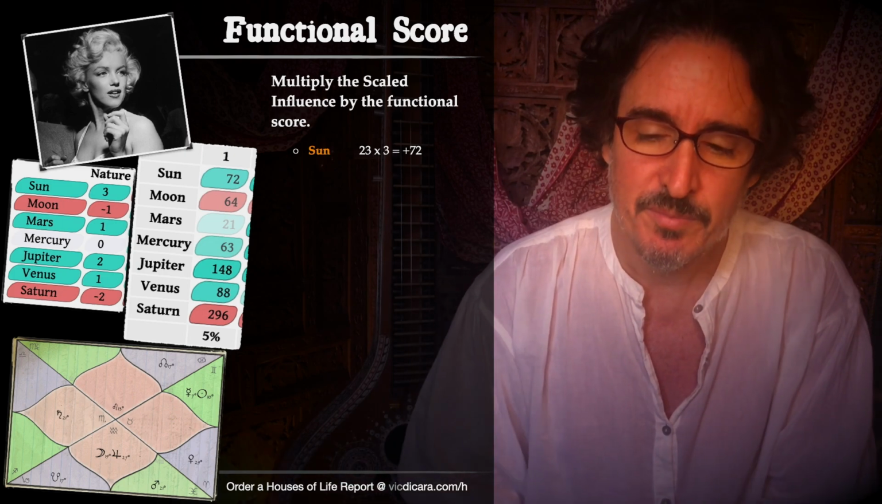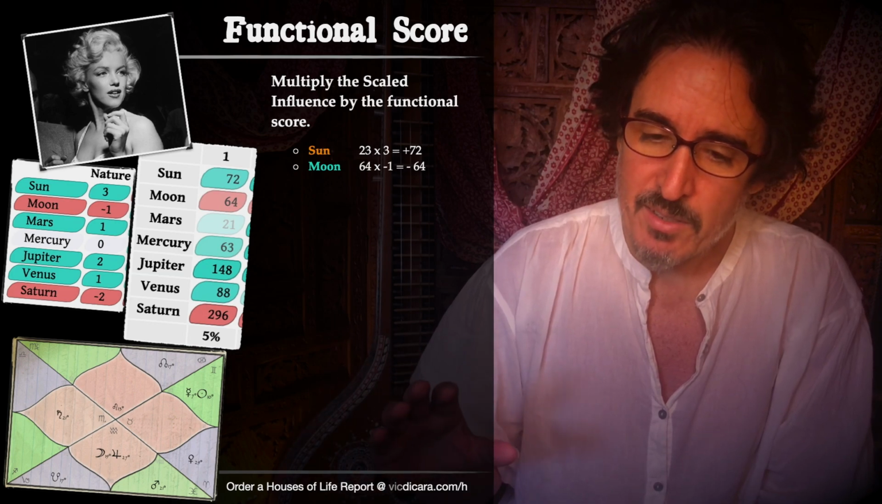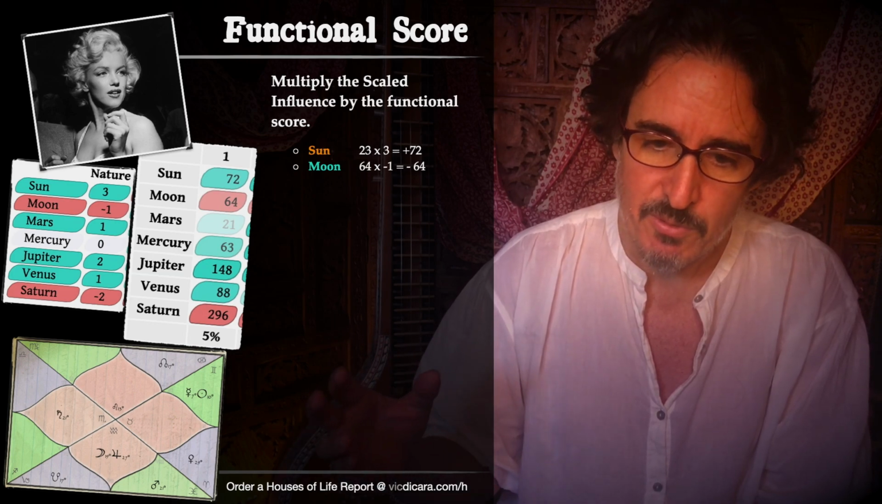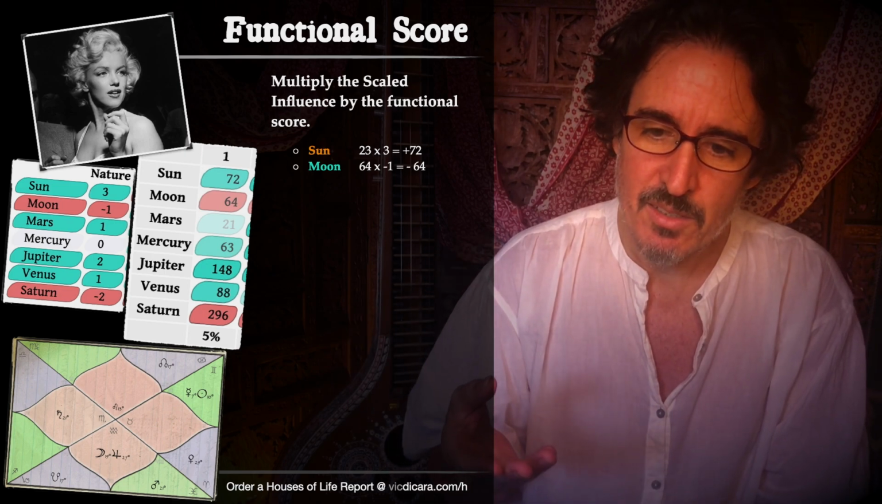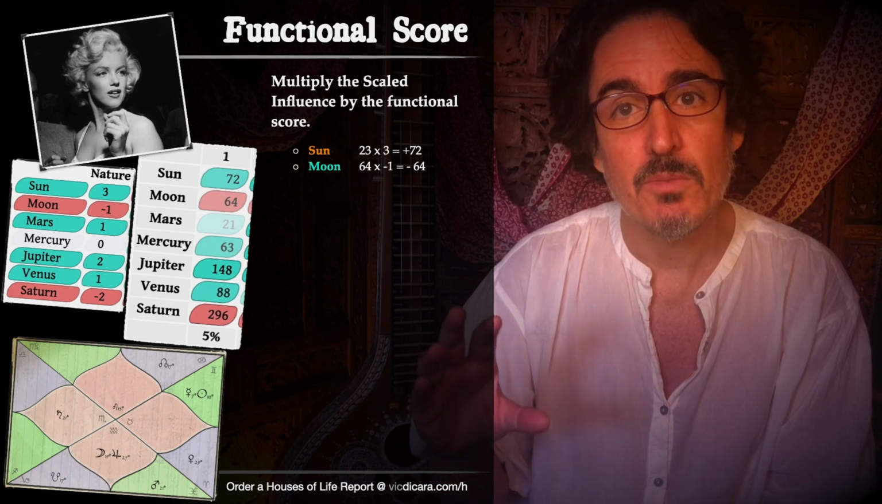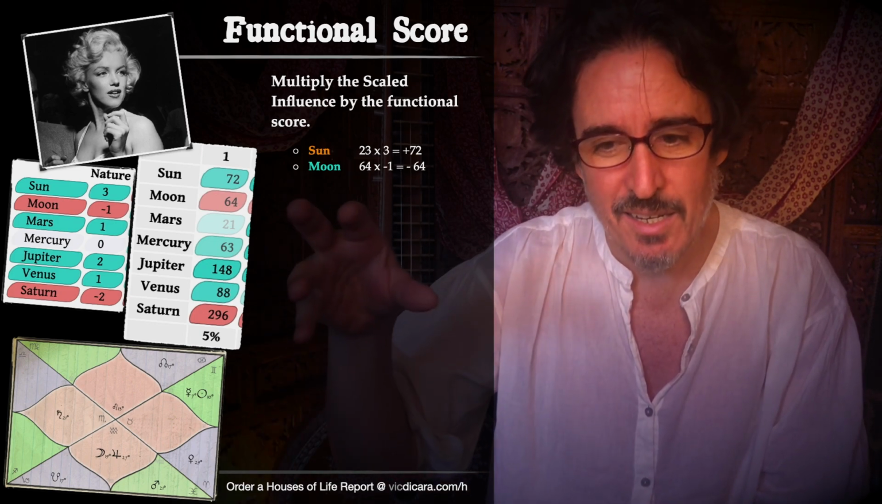72% positive. The Moon's impact when it was factored against the dignity was 64, but it's functionally a -1 malefic, so it becomes minus 64. So the Moon's impact on the first house is 64% negative.